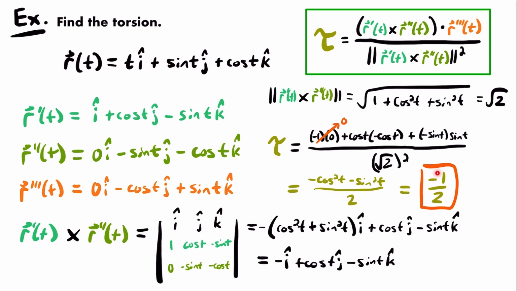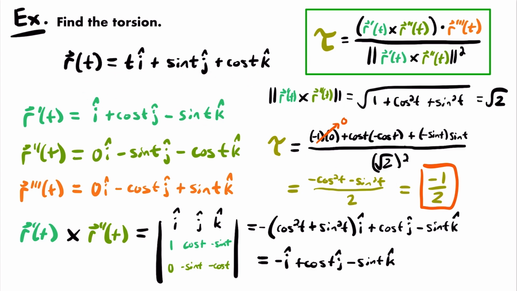And you'll notice that it is constant, which means that this space curve is constantly twisting with the same intensity. It's never twisting more or less at any point. It always has the same amount of twisting that we call torsion. All right, and so that's it for this example. We have now found the torsion for this space curve.